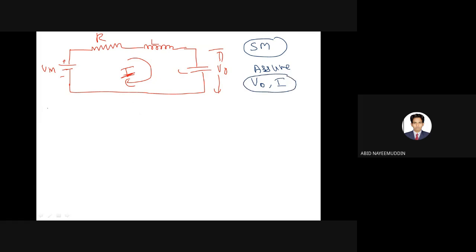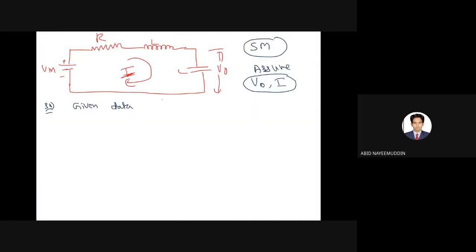So here I will solve the solution. First step is the given data. In the given data, what has he given? He has given that V naught and I are the state variables. If you observe the question clearly, V naught and I are the state variables. So let me assume x1 is my first state variable.